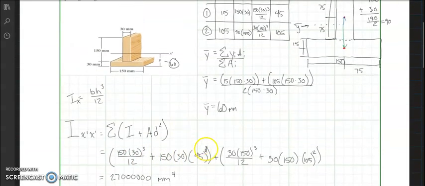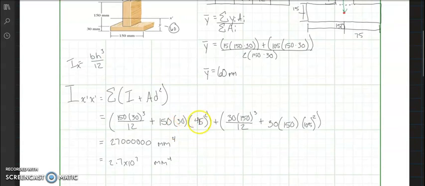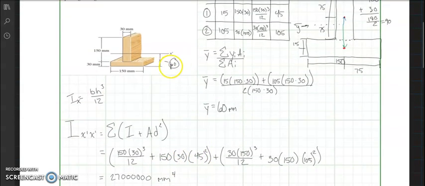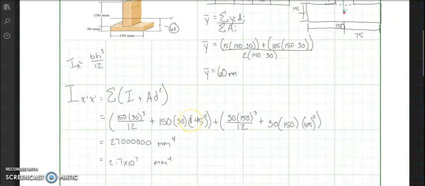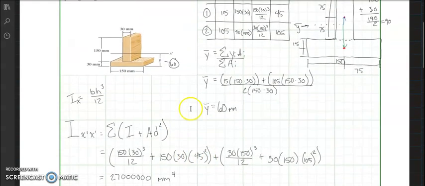And then to get our distance squared, we're simply going to take our y bar, which is 60, and go out to the centroid of each region. So if we take this distance as 60, half of that is 30, and then to get to the center of that right there, we're going to have to add another 15. That's going to give us that 45. Then if we take that 75 and add another 30 to get to the center of this one, that's 105, minus 60, of course, is 45 here.